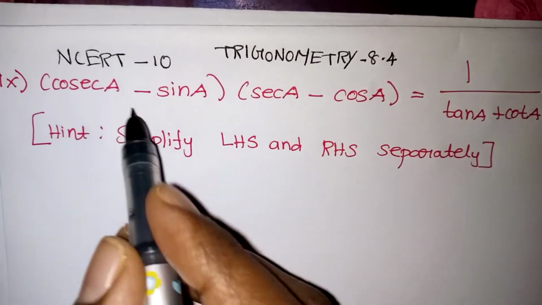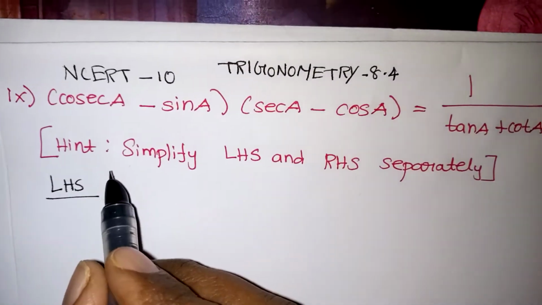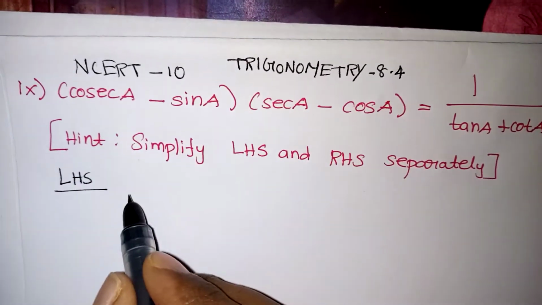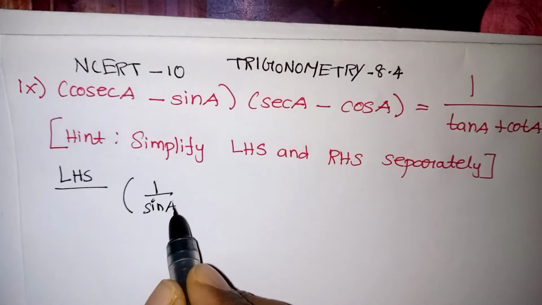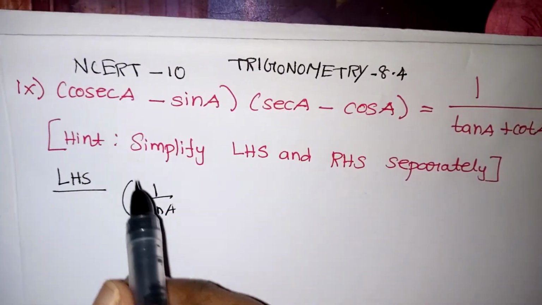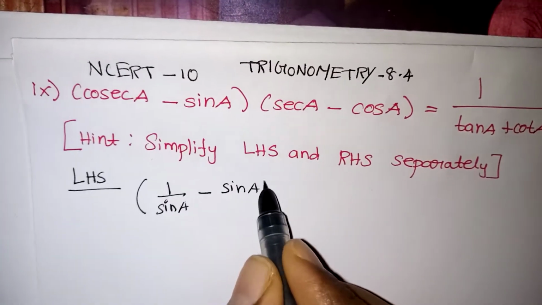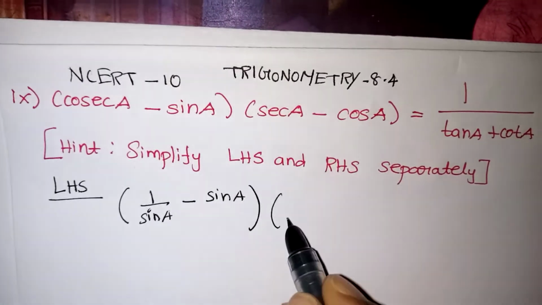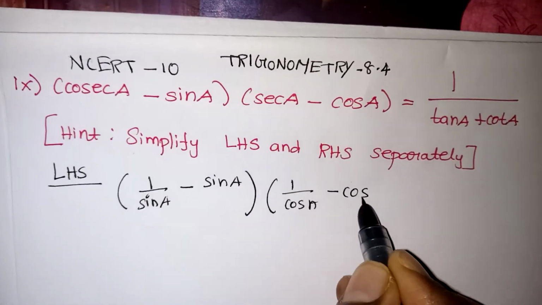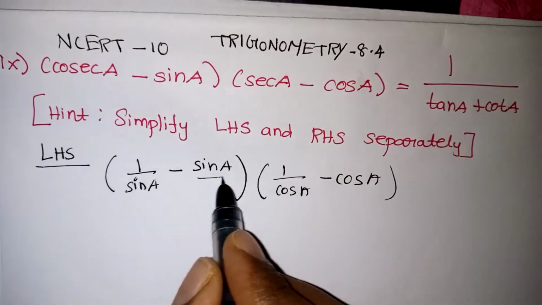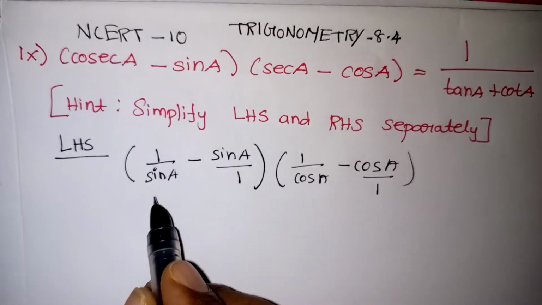So here I am going to take the LHS first. The given is cosecant A minus sin A. Cosecant A I am going to take as 1 by sin A, as we all know that the reciprocal of sin is cosecant. So cosecant A we write as 1 by sin A minus sin A. Here secant A is written as 1 by cos A minus cos A. Now the denominator, nothing is there, so we take it as 1. We are going to take the LCM for these terms now.